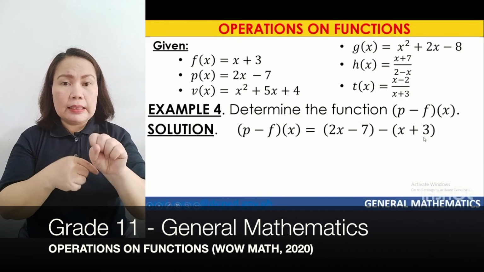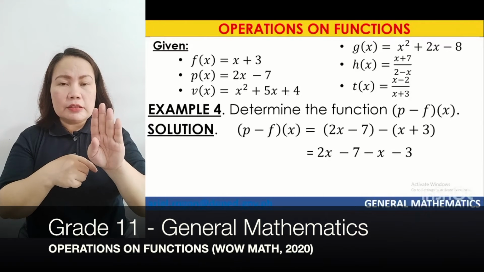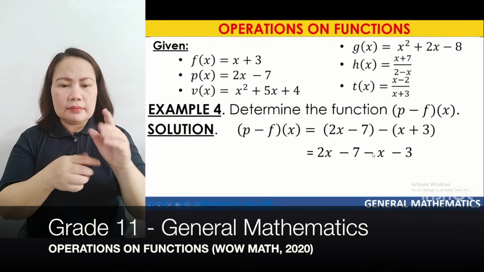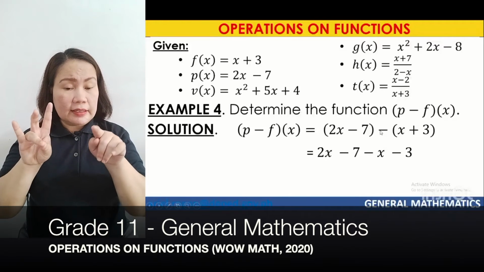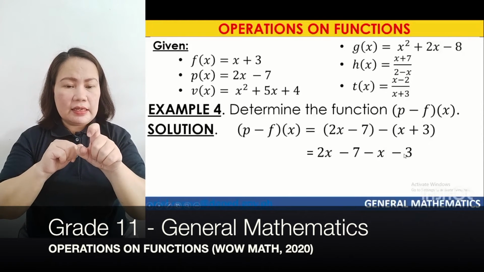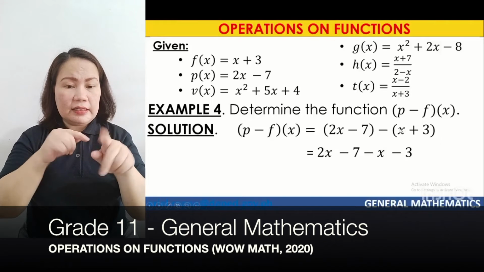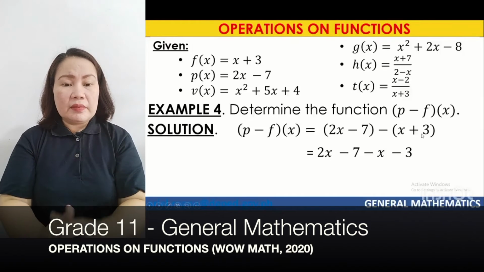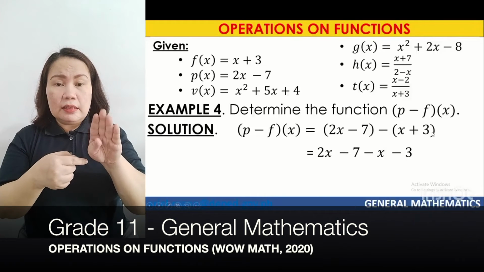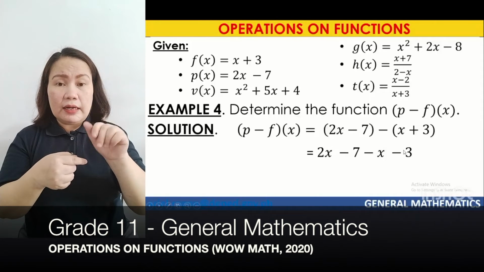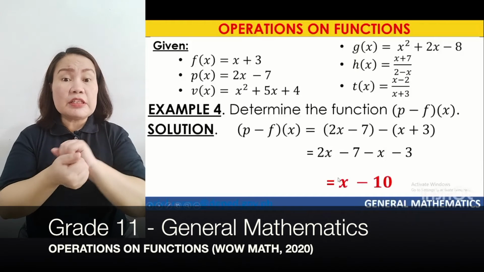Okay? So, magiging ganito yan. 2x minus 7, negative times positive x is negative x. Negative times positive 3, that is negative 3. Kasi kung wala itong open and close parenthesis, pag dinugtong nyo agad yan, ang magiging sign ng 3 nyo, positive 3. Doon magkakamali kayo.